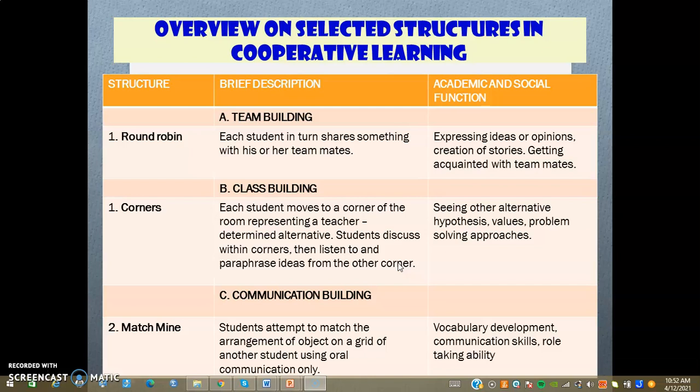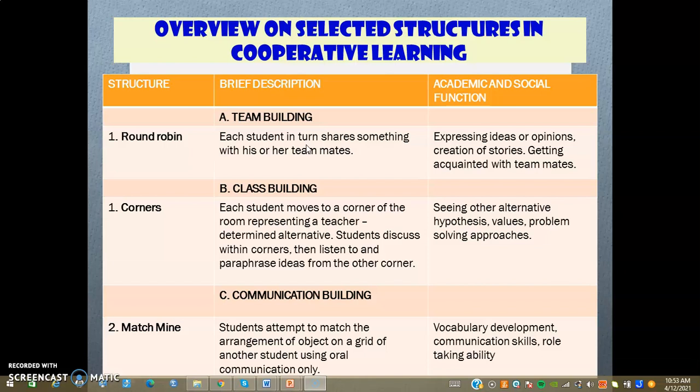So cooperative learning has more specific teaching strategies. Okay, so starting with the one we call round robin. Of course, this strategy is best for team building in your class.